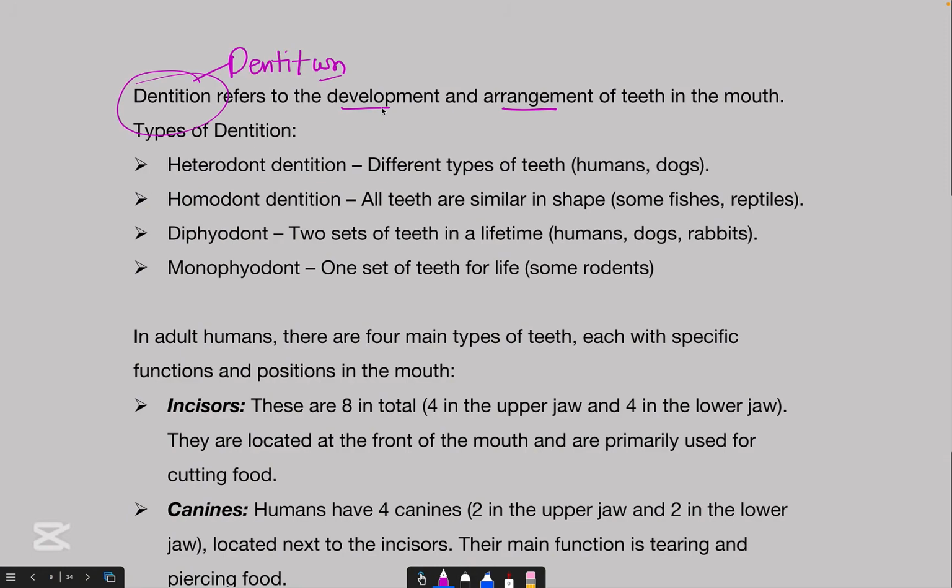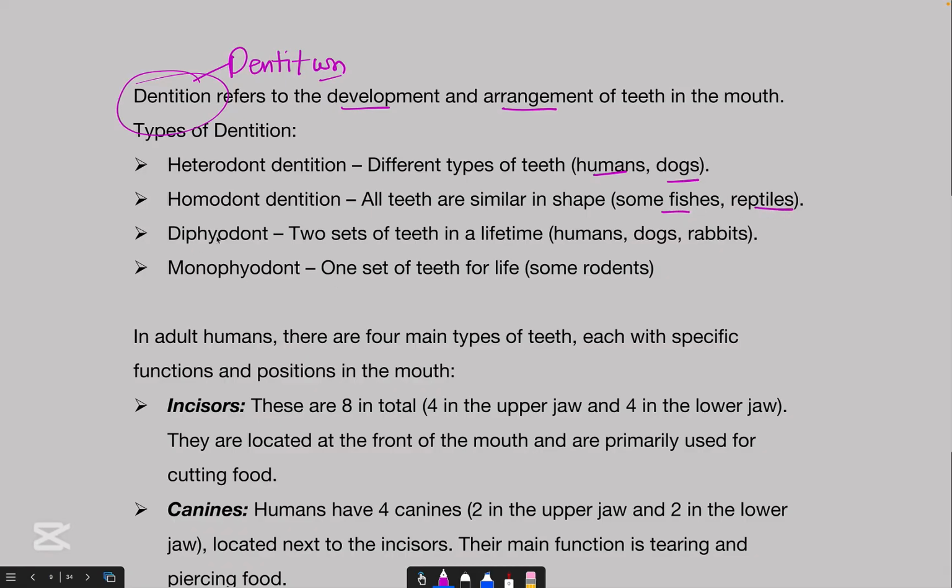Now, types of dentition. We have heterodont dentition, where there are different types of teeth, e.g. humans and dogs. They are heterodont. Then homodont dentition, where all teeth are similar in shape, e.g. some fishes and reptiles.